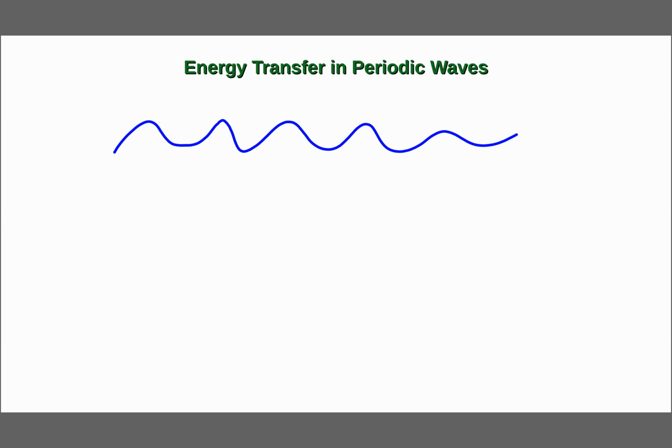So the amount of energy transferred by these waves will depend on how long we continue to send the periodic wave, right? How many of these waves get to this point will dictate how much energy has been transferred through this point. So instead, we can look at the power, the rate of energy transfer. Power is energy per second.